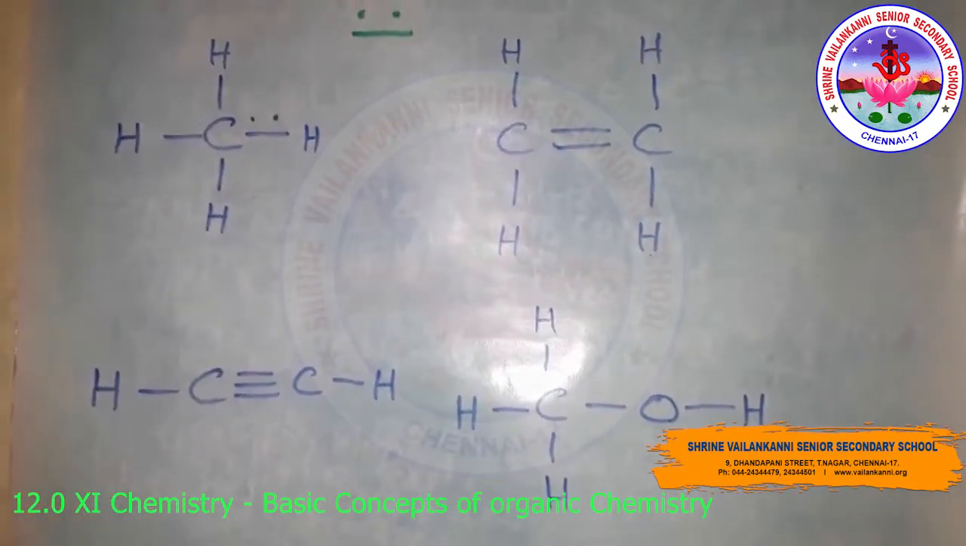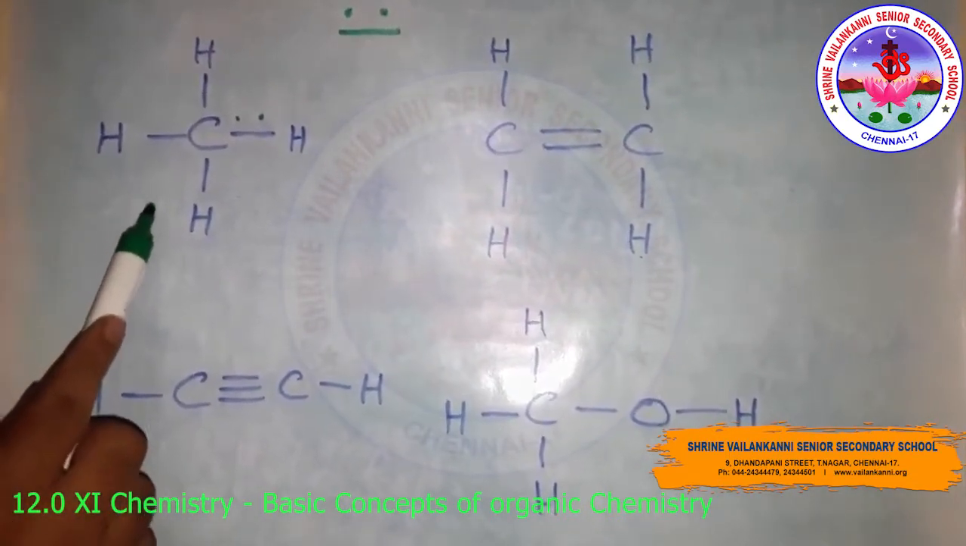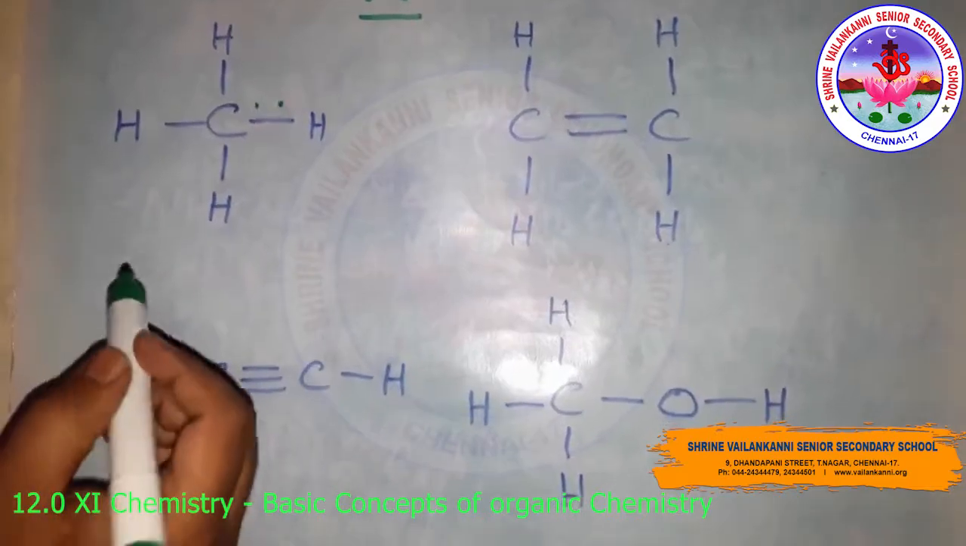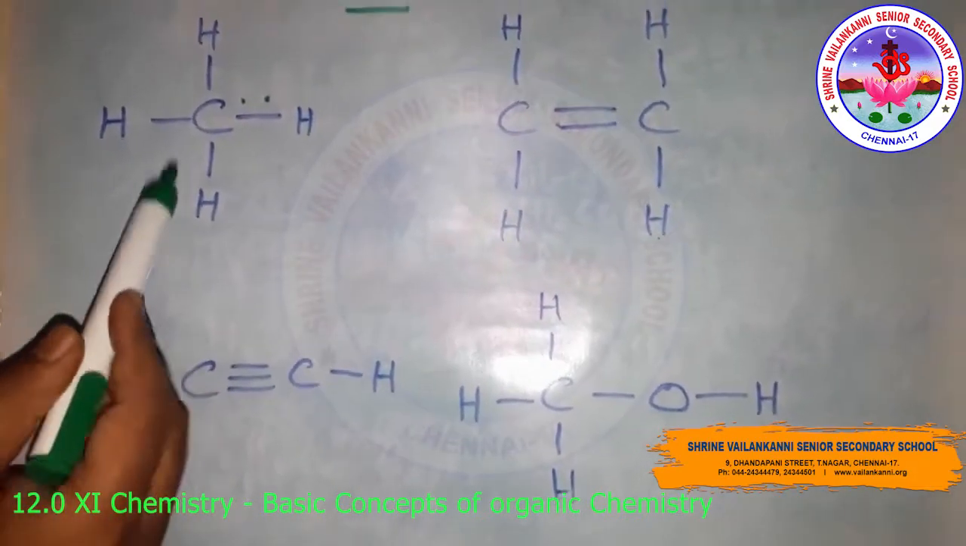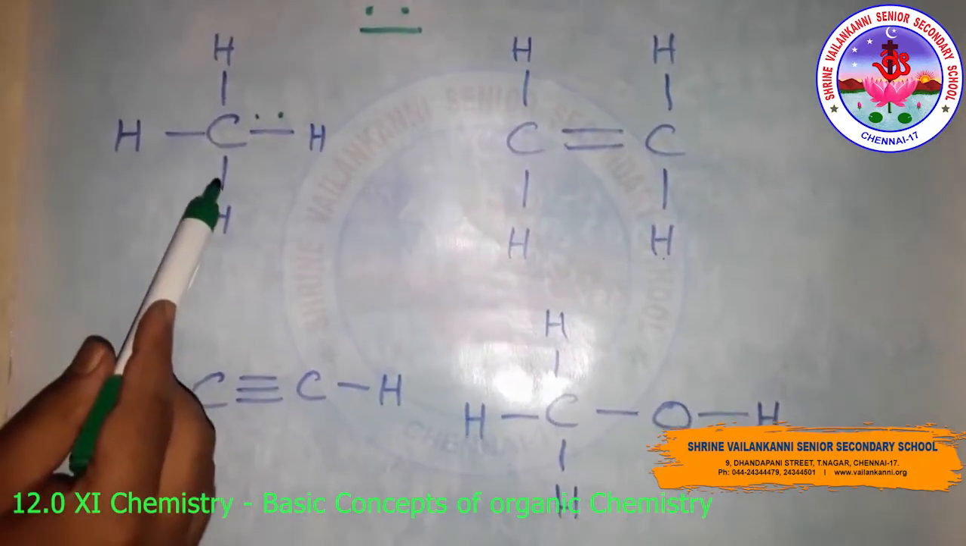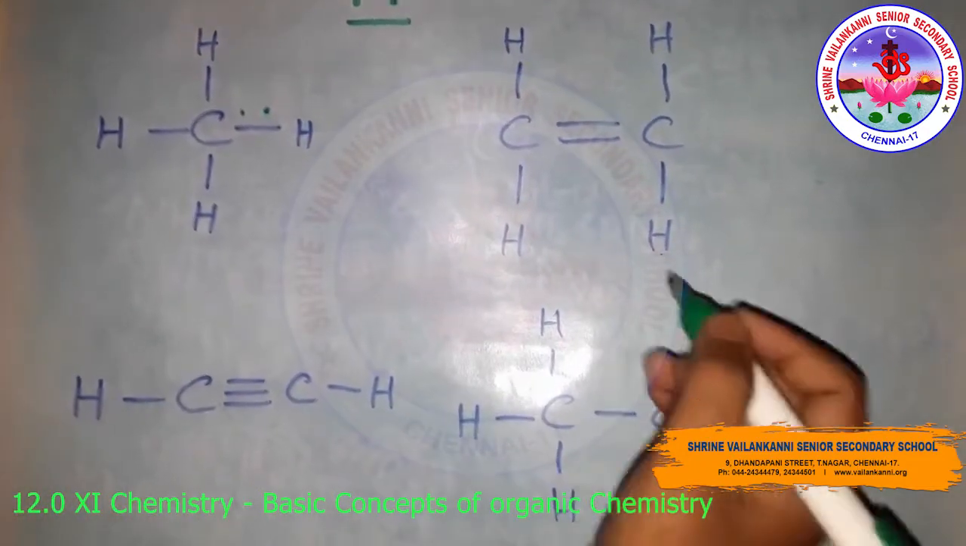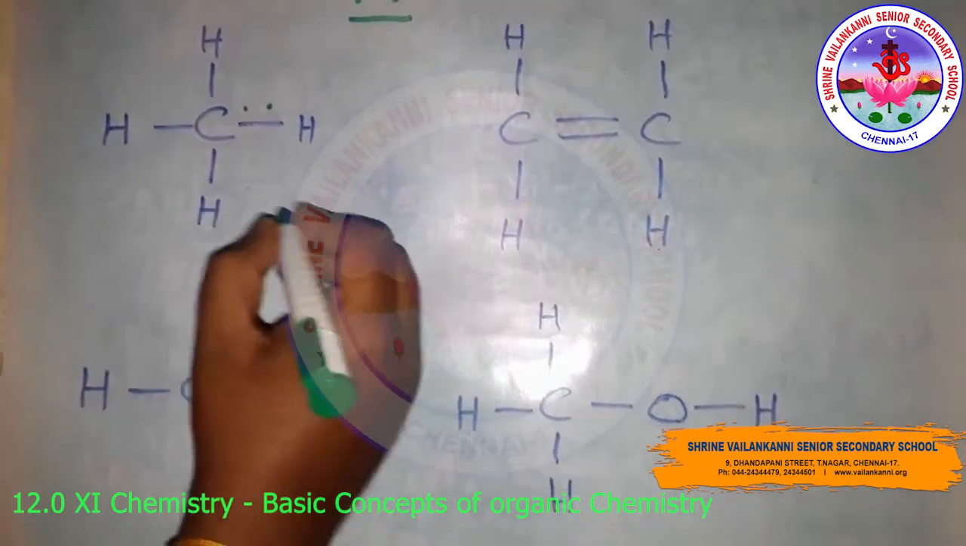Look at here. This is the compound methane. The molecular formula is CH4. We can write the structural arrangement like this. So this contains two electrons. For example, we have already seen that here.